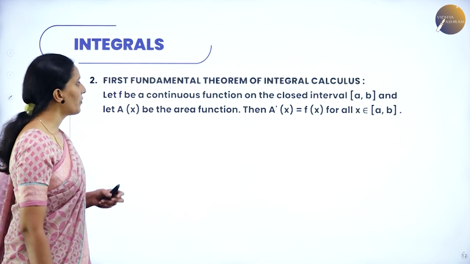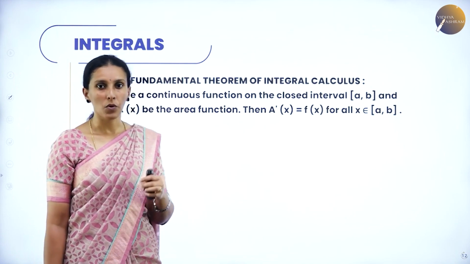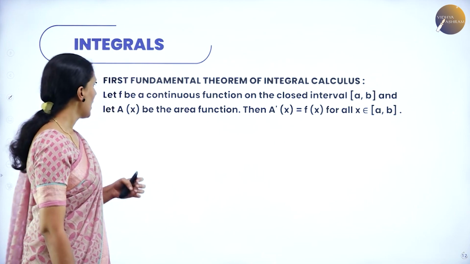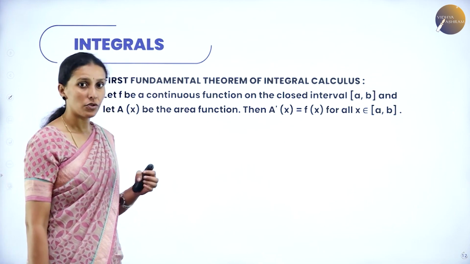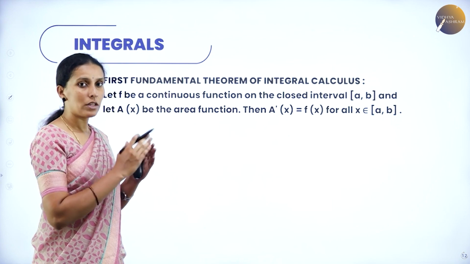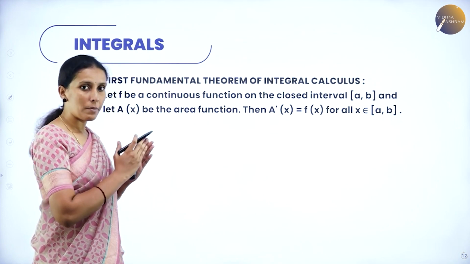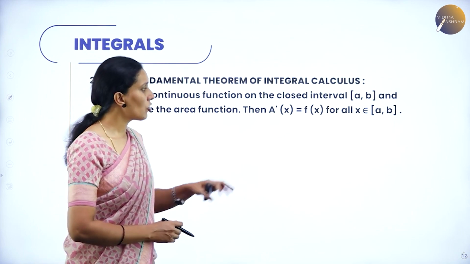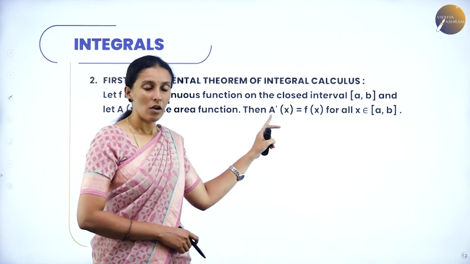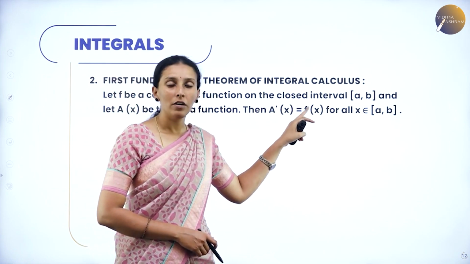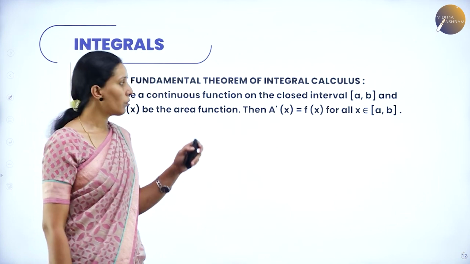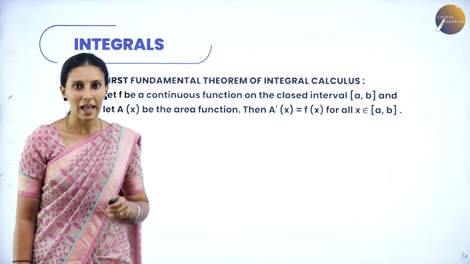Next is the first fundamental theorem of integral calculus. What does it state? Let f be a continuous function on the closed interval a comma b, and let A of x be the area function. We know that the area function is nothing but the area from the interval a to x, or the area bounded by the curve from limit a to x. Then A dash of x is equal to f of x for all x belonging to a comma b. That is, the derivative of the area function gives you f of x for all x belonging to the closed interval a comma b. That is what the first fundamental theorem of calculus says.